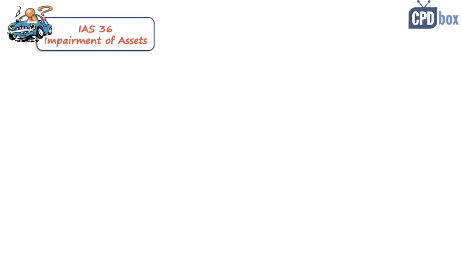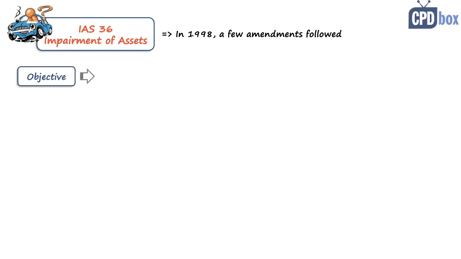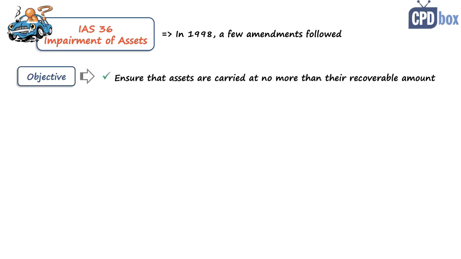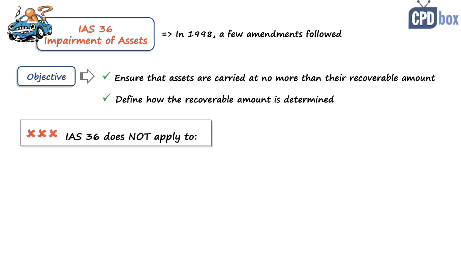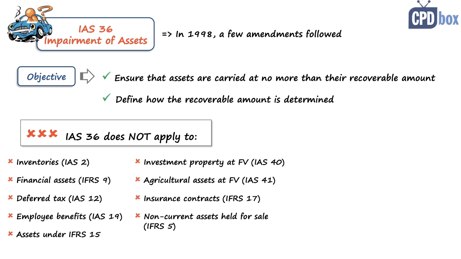IAS 36 was issued in 1998 for the first time, and it has been later amended a few times. Its objective is to ensure that assets are carried at no more than their recoverable amount, and to define how recoverable amount is determined. The rules of IAS 36 apply basically to all assets, with some exceptions like financial assets and inventories, and you can see the full list of exceptions on the screen.